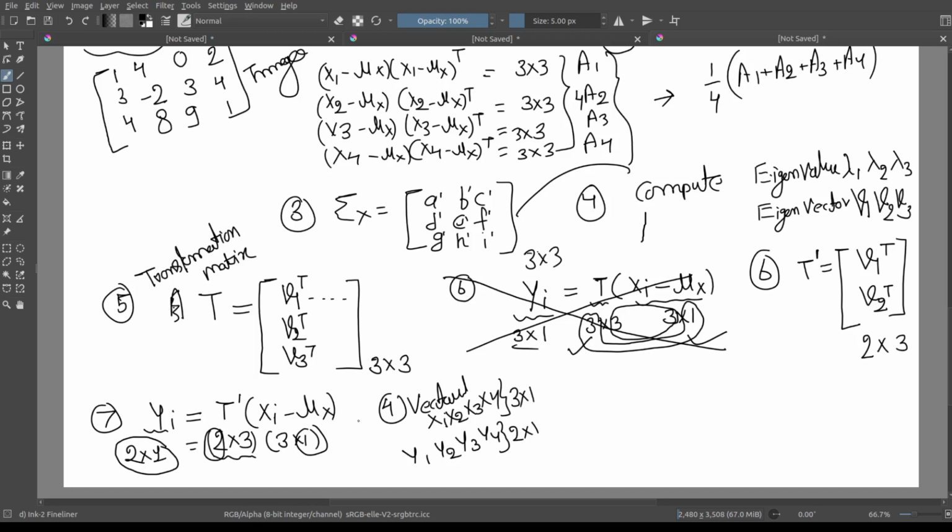Okay. Now I have to reconstruct this. So how will I reconstruct? Okay, so the 8th step is reconstruction. From this equation, actually, you can reconstruct. Looking at this equation, you have to reconstruct this xi.